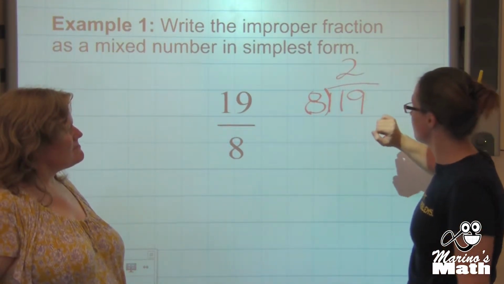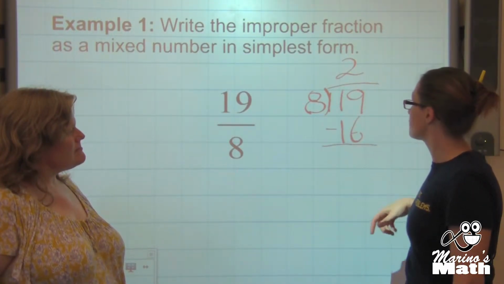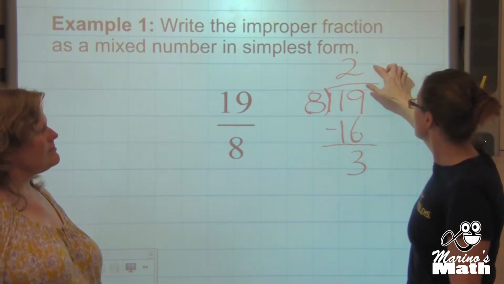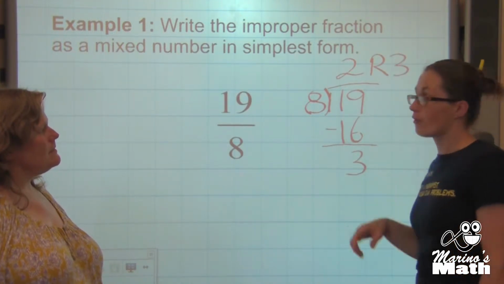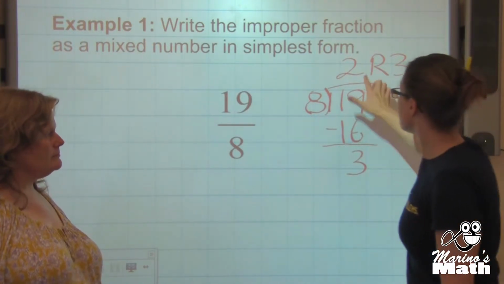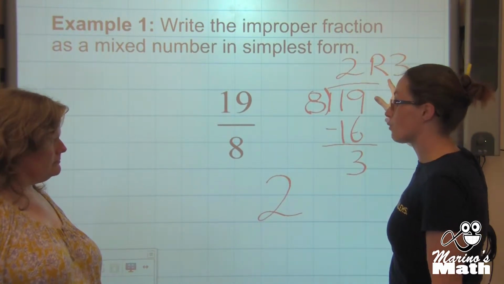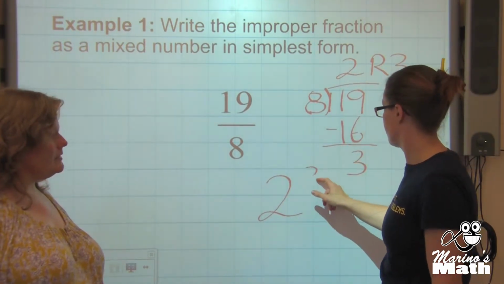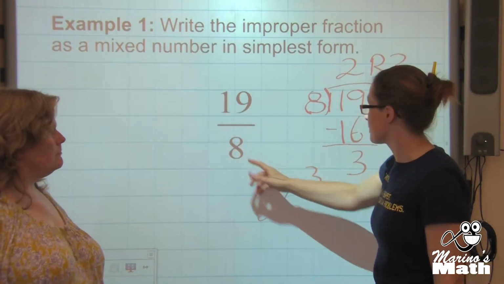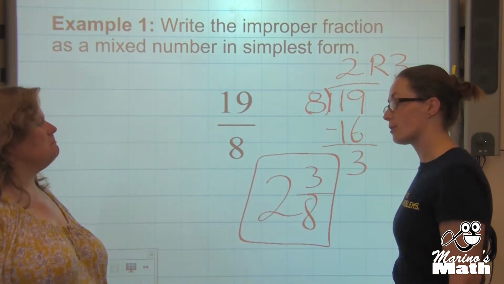I'm going to write my 2 above. 2 times 8 gives me 16. I'm going to subtract 19 minus 16. I get 3. So my answer is 2 with a remainder of 3. Now to make a mixed number out of that, I take my whole number, 2. I take my remainder, and my remainder becomes my numerator. My denominator always has to stay the same. So my denominator is going to stay 8, and my answer is 2 and 3/8.